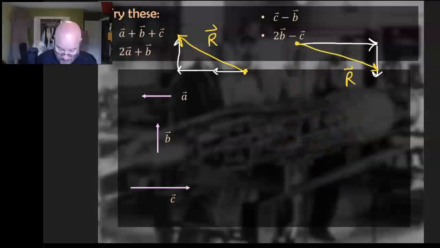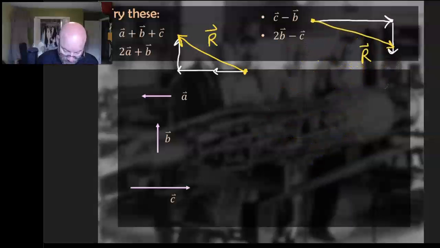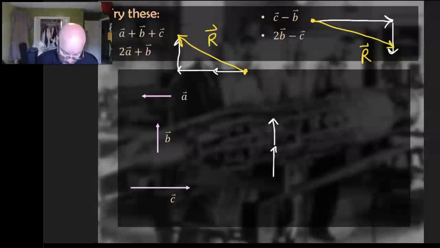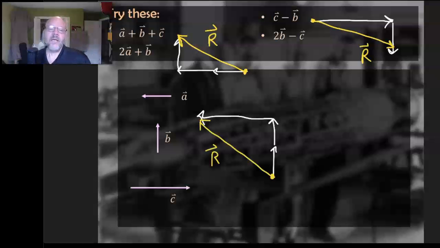Okay, and let's get maybe one more of these. 2B minus C. And again, like we saw before, I just have to do two of them. So I go up twice, one, two, and then minus C. C is normally to the right, so I need to go to the left. And so I'm going to add that on over here, just like that. And then start to finish, there's my solution there. Pretty straightforward, just like that.